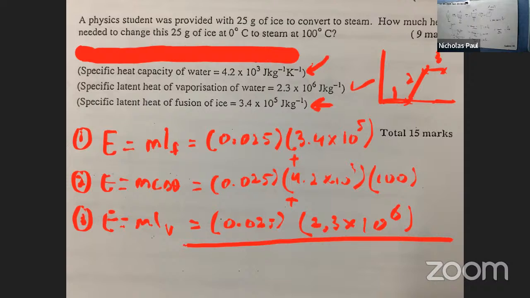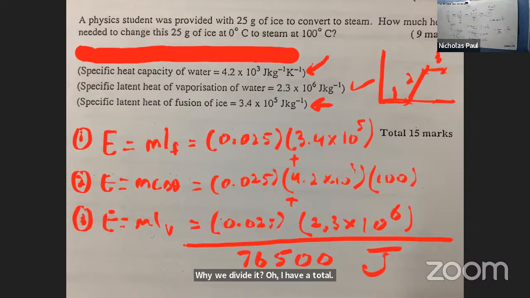Take your time, quickly calculate. How much is that? Can we have a total? 76500. What's the SI unit? Why do we divide it? Oh, add it up. That's a line to add up. How many times do we draw a line to add up?